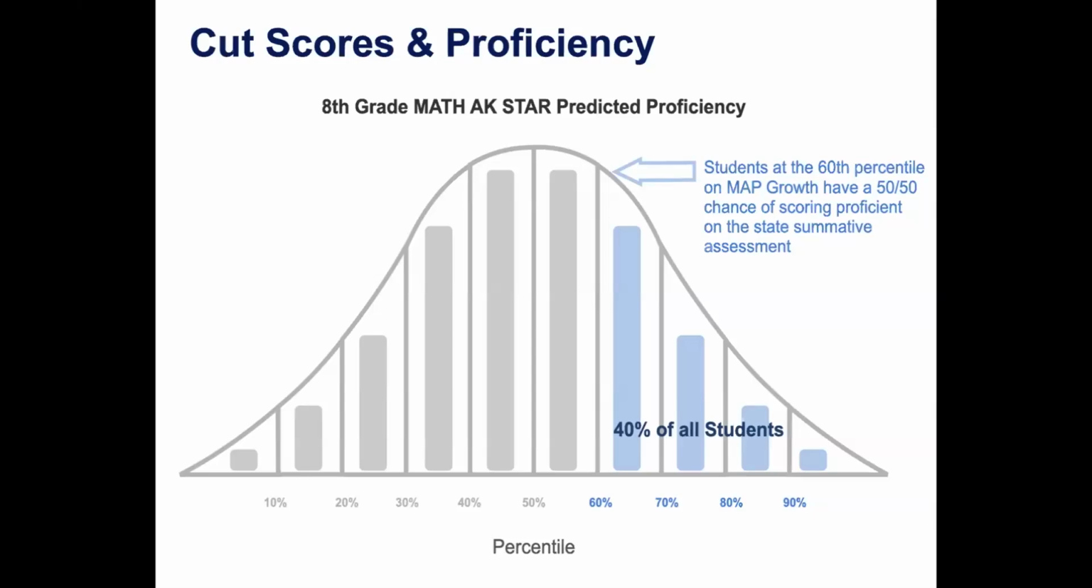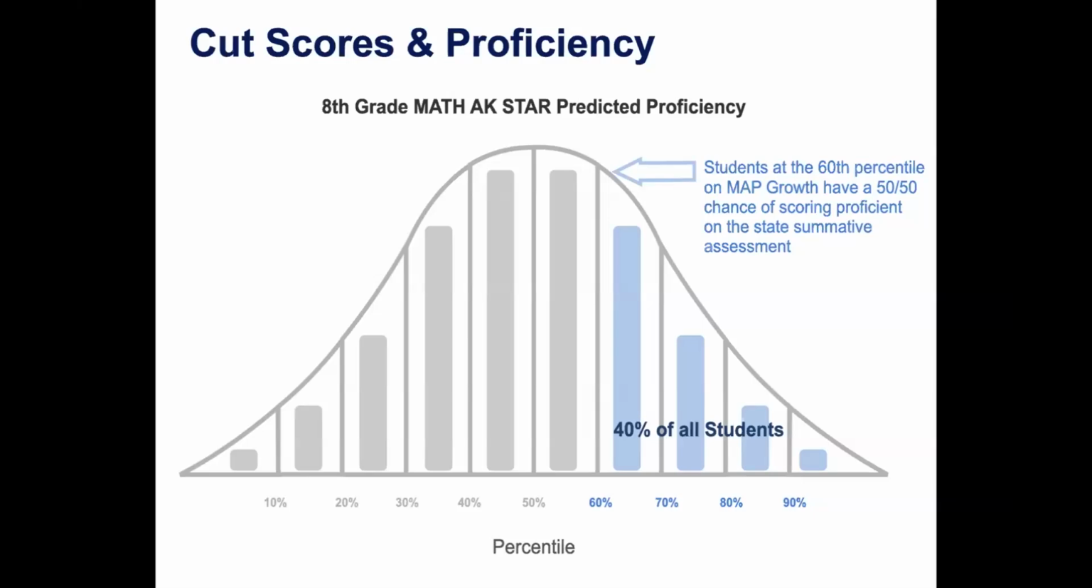Why does that matter? Because if it's set at the 60th percentile in the linking study, that means in a typical setting, when you look at a large population, you would expect 40% of students to be proficient on AK Star. So right when they hit that 60th percentile, they might have a 50.1% probability of being proficient. As they get higher, they're more likely to be proficient.